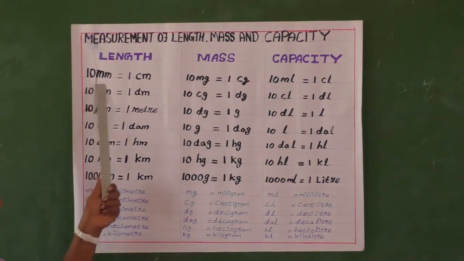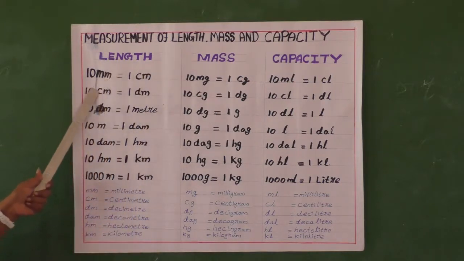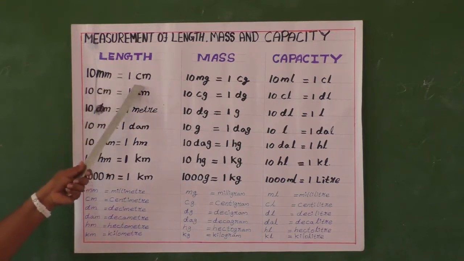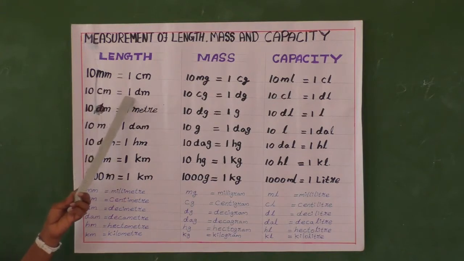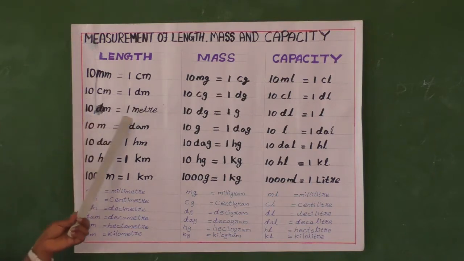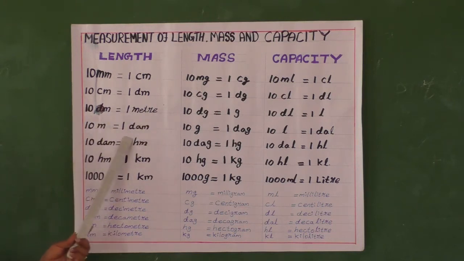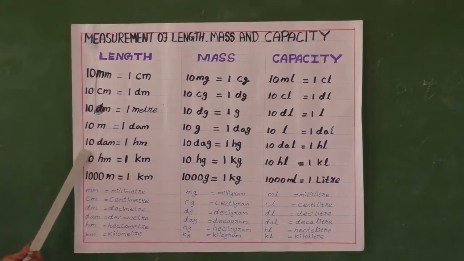Once again I remind you, the measurement of length table: 10 millimeter equals 1 centimeter. 10 centimeter equals 1 decimeter. 10 decimeter means 1 meter. 10 meter, 1 decameter. 10 decameter equals 1 hectometer. 10 hectometer equals 1 kilometer.